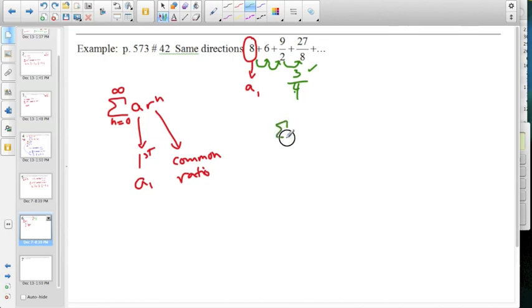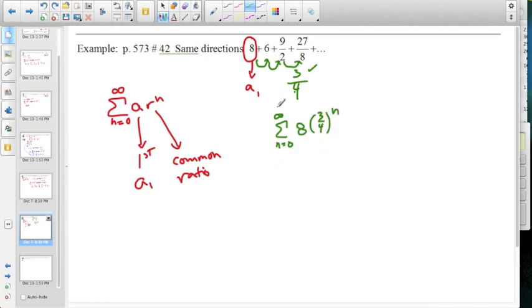So writing this, if this is called a sub 1, it is by definition the 0th term. In other words, we haven't multiplied 8 by 3/4 at all to get that first term. So the first term is 8. The common ratio is 3/4 to the n.